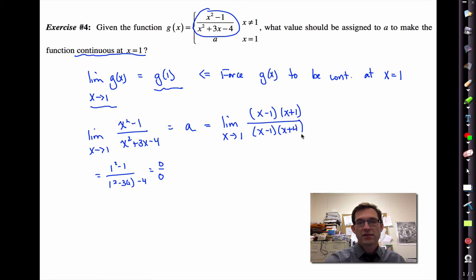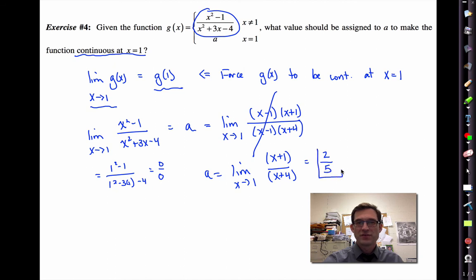In fact, when I factor, the offending factor cancels. So now a is equal to the limit as x goes to 1 of (x plus 1) divided by (x plus 4), and that will be equal to 2/5. And look at how nicely that definition of continuity just tells us exactly how to do the problem.